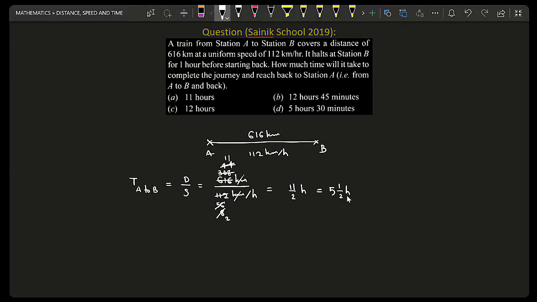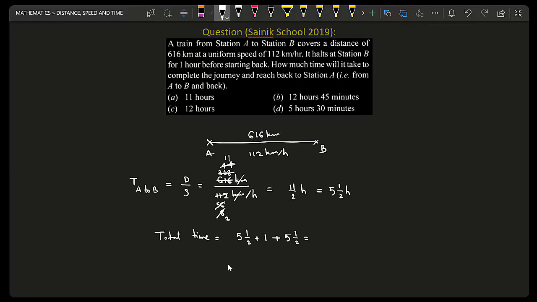Very good. And now you want the total time, right? Yes, sir. So the first part of the journey, traveling from A to B, how much time? Sir, 5 and 1 by 2 hours. At B, how much time is it staying there? Sir, 1 hour. What about the return journey? Sir, again 5 and 1 by 2 hours. It is going to be 5.5, no change. Now you can simply add them, right?